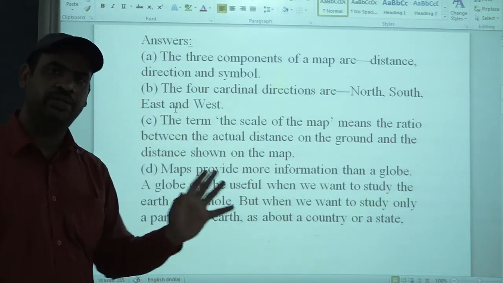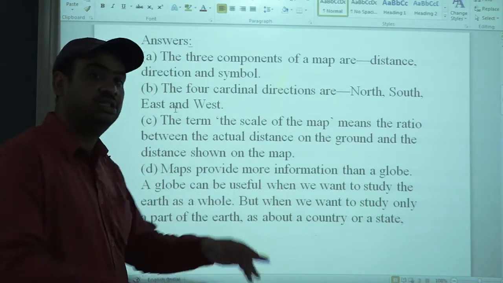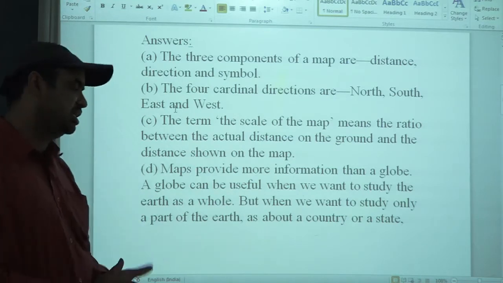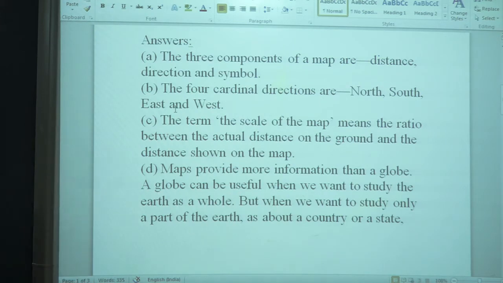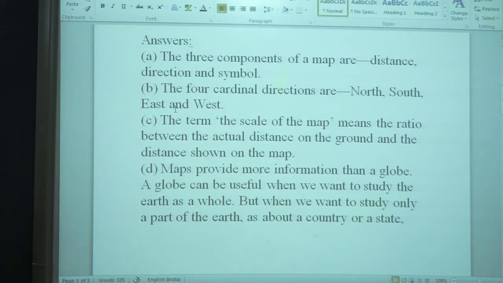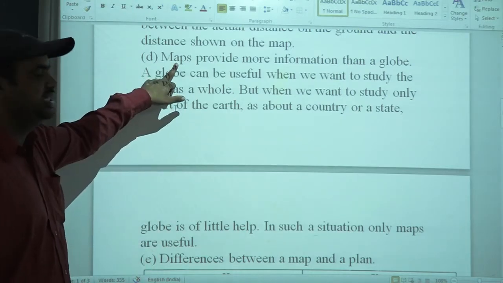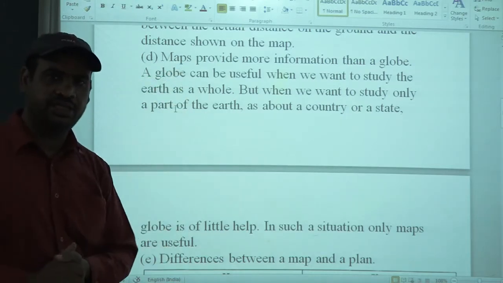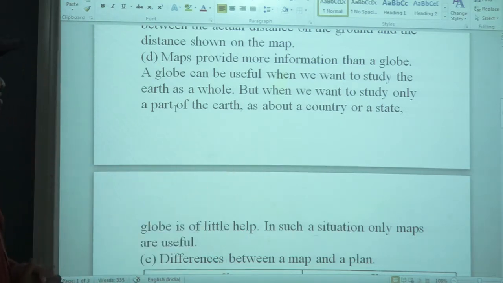A globe is more useful when we want to study the earth as a whole. Some parts are not studied properly then. But when we want to study only a part of the earth, for example a country or a state, the map is more useful. So this is the advantage. And one more advantage I will add is, we can carry maps easily, but carrying a globe is not easy. A map is portable, we can carry it easily. So this is one more advantage of a map.